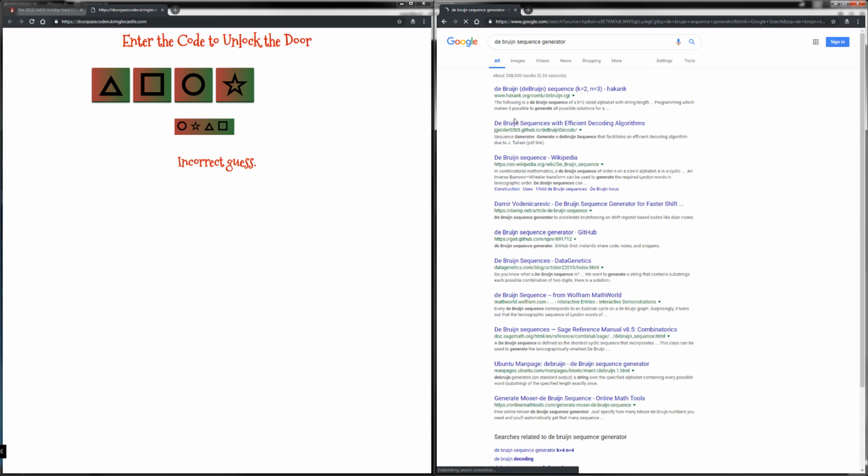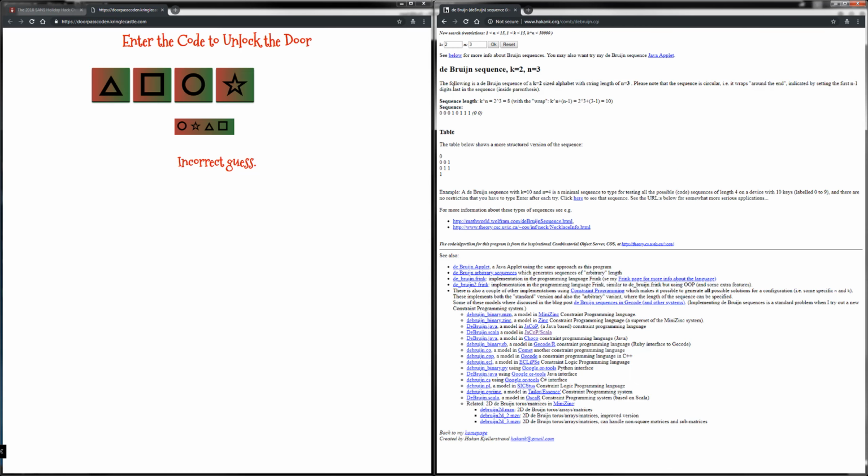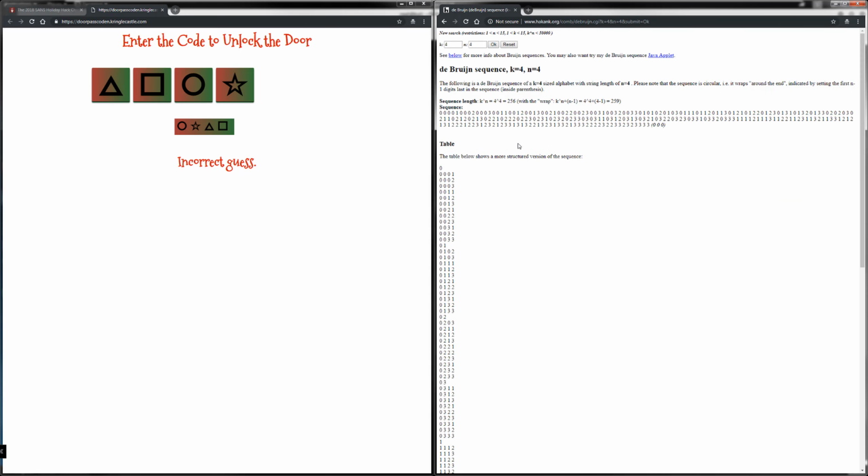De Bruijn sequence generator. So we would pick this. It says the following is a De Bruijn sequence of k equals 2 size alphabet with the string length of n equals 3. So k represents the size of the alphabet, which in our case is 4, and the string length is also 4. So we enter this, and we're presented with a sequence. Let's classify the symbols here with numbers. So we will say the triangle is a 0, 1 is a square, 2 is a circle, and 3 is a star. And then we just essentially try this.